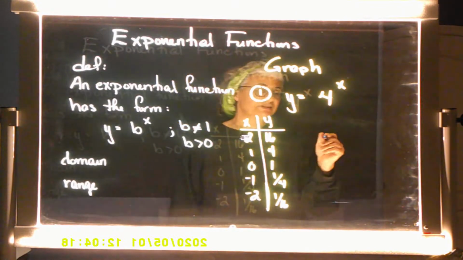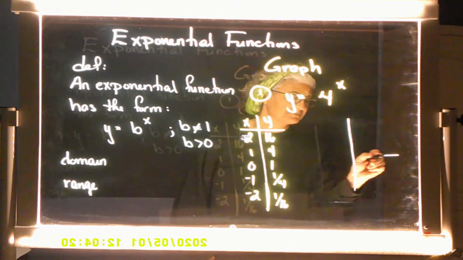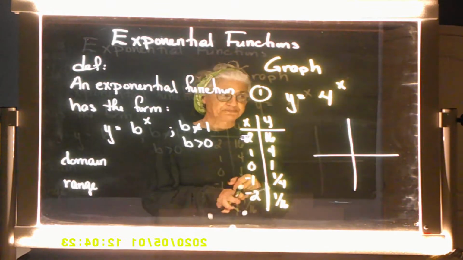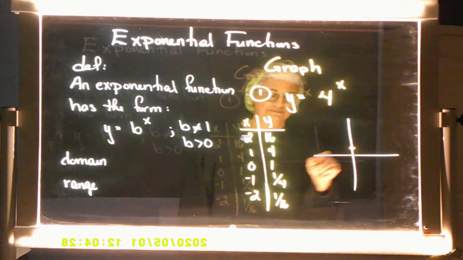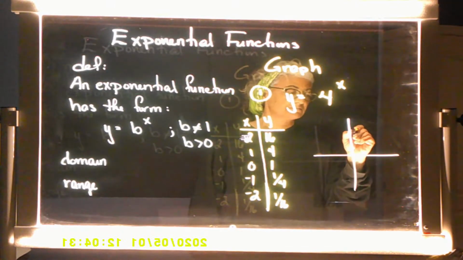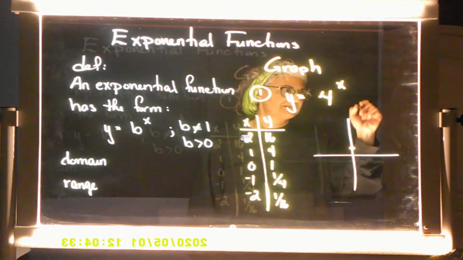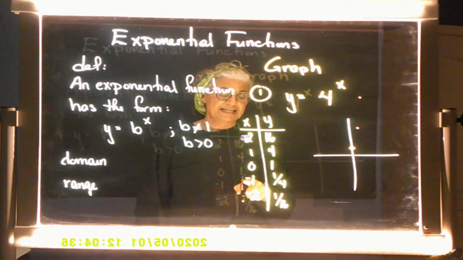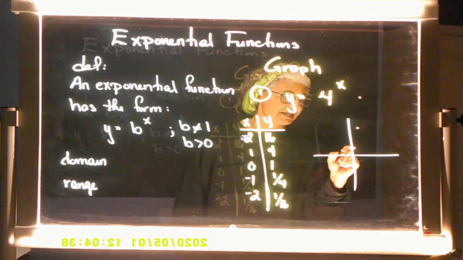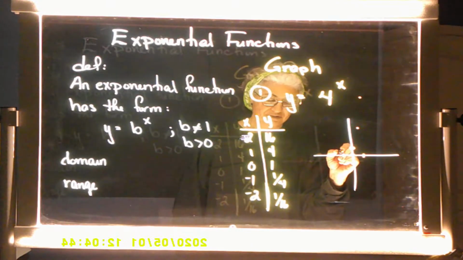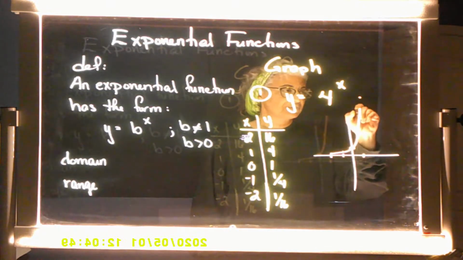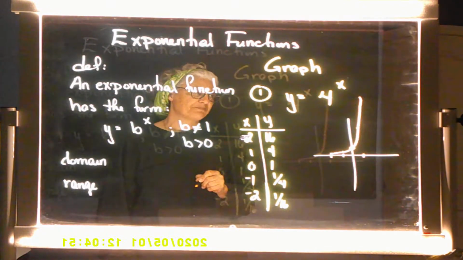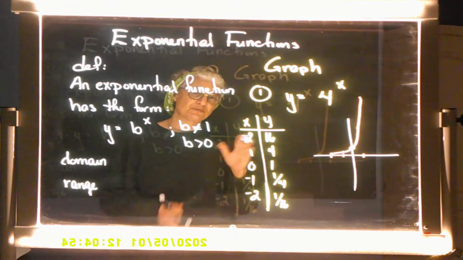Let's create our graph and let's see what this looks like. So, we have 0, 1, right? We have 1, 4, 2 and 16, way up there somewhere, negative 1, 1/4, and then negative 2 and 1/16. So if I connect the 5 dots that we just got, this is what it looks like. Agreed?